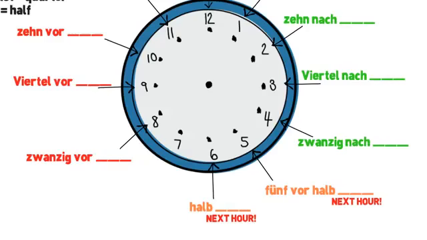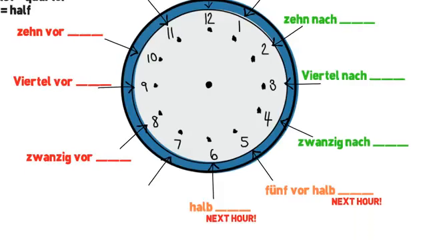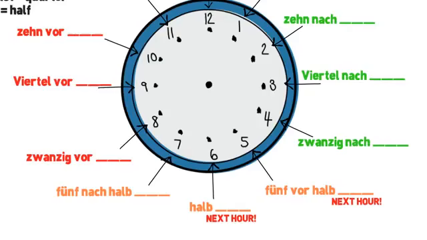The same principle applies at 35 minutes after the hour, but this time we're past the half hour, so we use the phrase 5 nach halb. 1:35 is 5 nach halb 2, 6:35 is 5 nach halb 7, 12:35 is 5 nach halb 1, 3:35 is 5 nach halb 4. Again, keep in mind that you're using the number of the upcoming hour with any phrase involving halb.